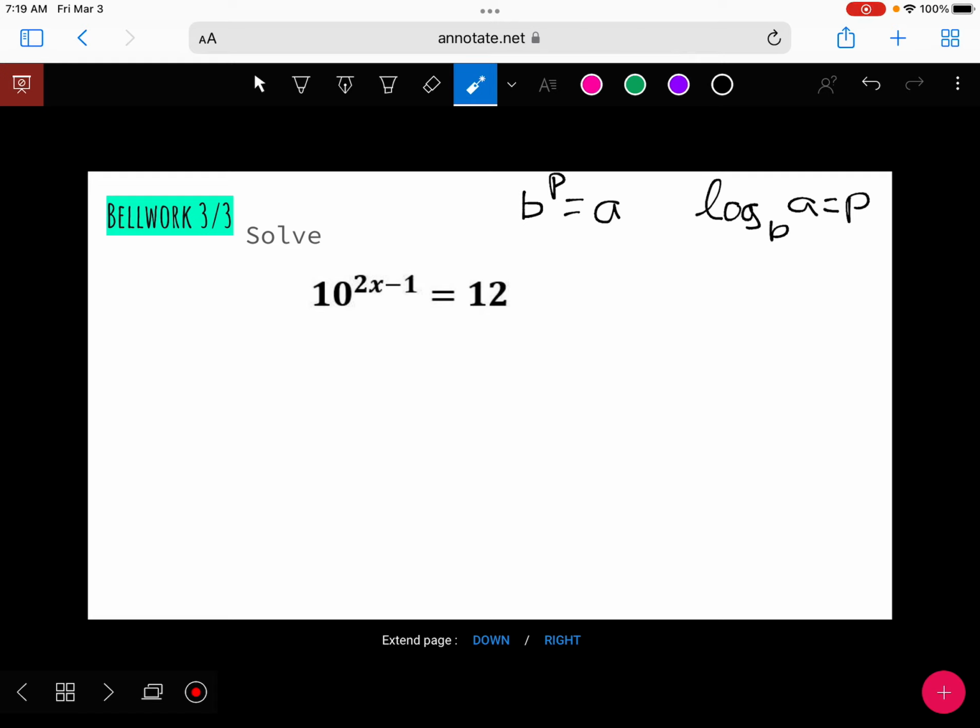Because the b, the p, and the a are all still there. It's just in a different order. So we're going to switch this around into logarithmic form. So we're going to go log base b. What's our base in this case? 10. Log base 10 of our argument, which is 12, equals whatever the power was, 2x minus 1.